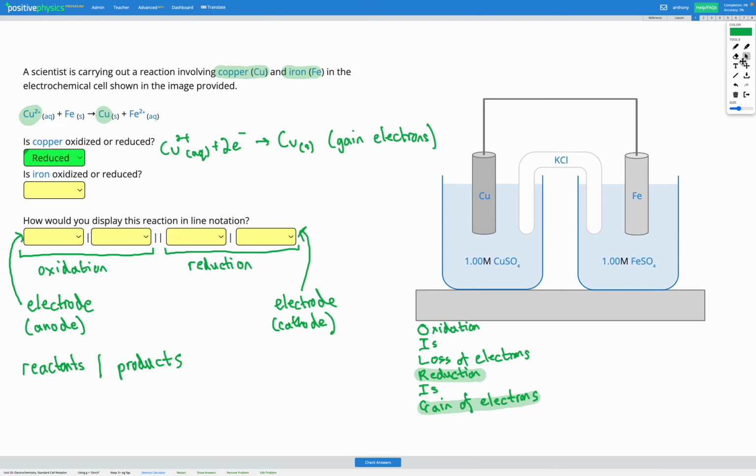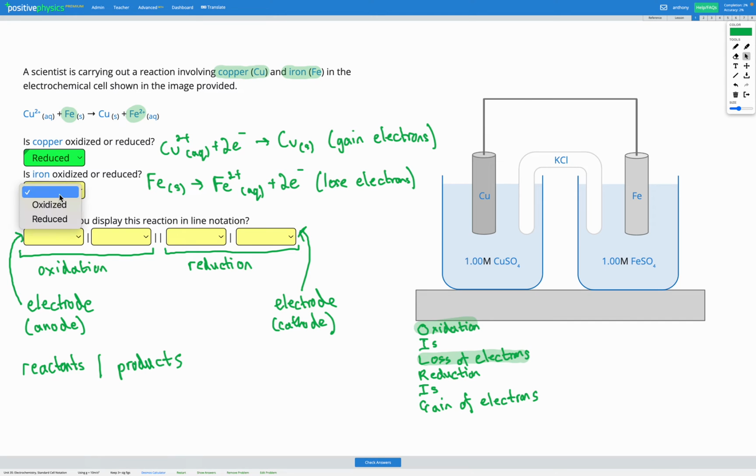Next, let's look at iron. On the left, we have Fe solid. On the right, we have Fe2 plus aqueous. Right now, our charge on the left is 0. Our charge on the right is 2 plus. So if we add 2 electrons on the right, the charges will cancel out there to give 0 as well. So that balances. So we can see that iron is losing electrons to form iron 2 plus. And loss of electrons is oxidation. So iron is being oxidized.